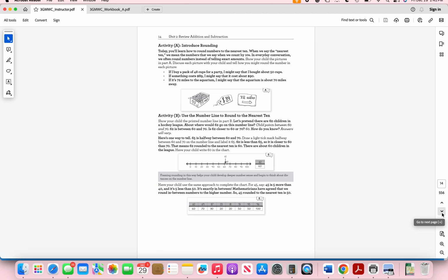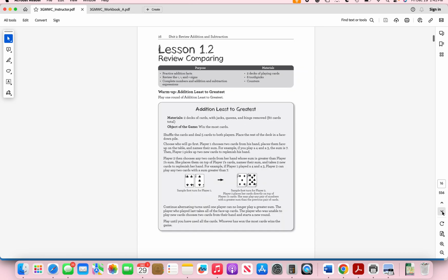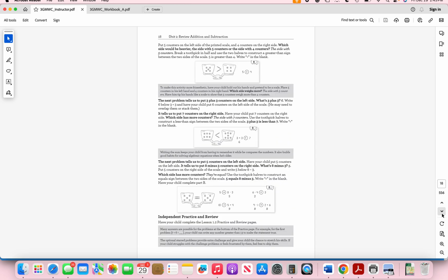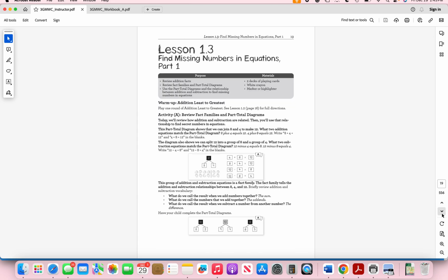And another difference between the K1 and 2 and third grade is in third grade there are 3 workbook pages, but in K1 and 2 there's 1 and then 2 workbook pages. Third grade there's 3. So the warm-up you do together. So the warm-up is basically the first page of their workbook. You're going to do that together. And then there's independent practice and review, which they will do on their own.